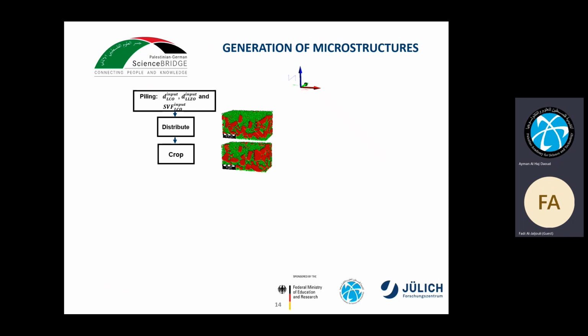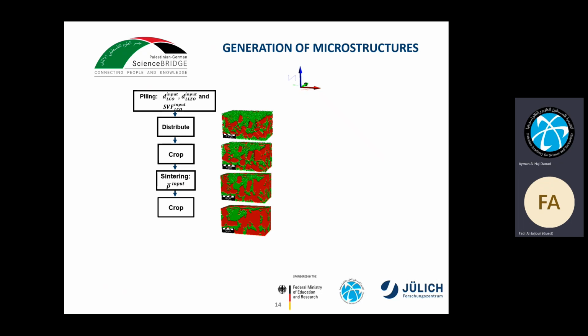Sometimes we have an aggregation in the upper and lower limits, especially because we are doing the piling from the z-axis, actually the positive z-axis. So we do the cropping from the positive and negative z-axis. And after that, we do sintering with the initial relative density. Sometimes we need to crop it more again to ensure that we have a representative microstructure.